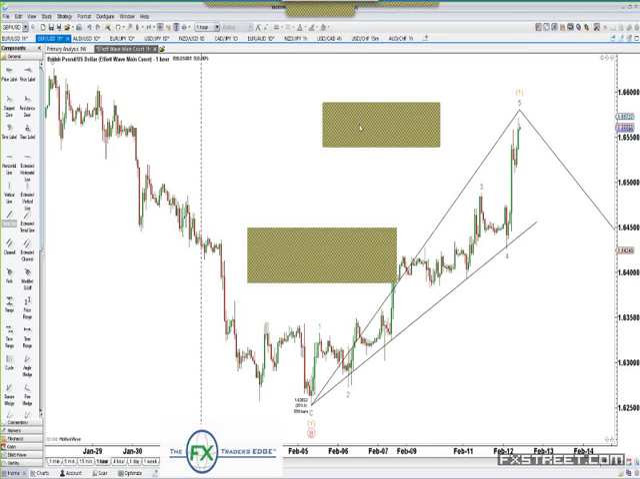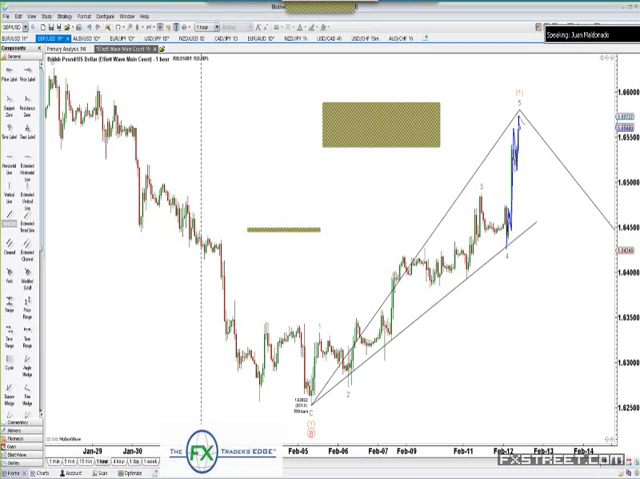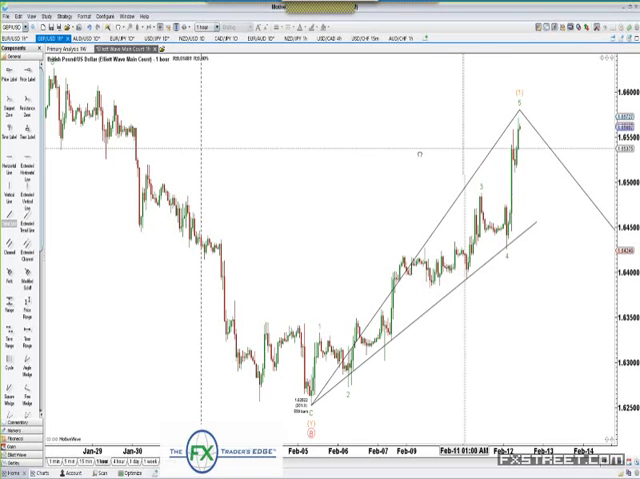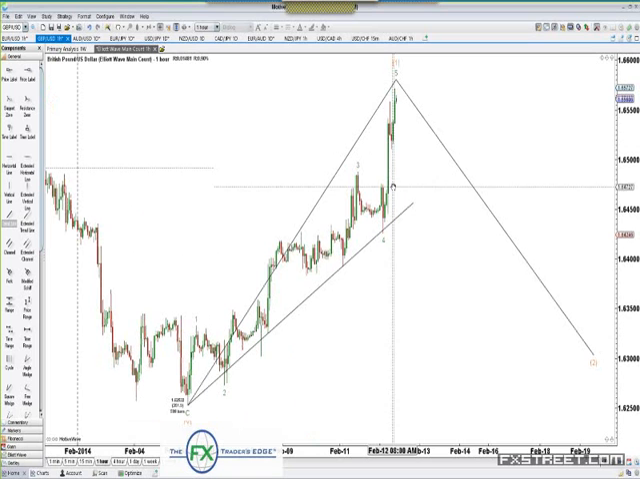So if you are a 5-minute trader, you can also use the Elliott Wave strategy, or the Elliott Wave Analysis. 1, 2, 3, 4, and 5. 5 waves moving up. So I think that our wave 1 is complete now. And that means that price is going to start soon making the wave 2.